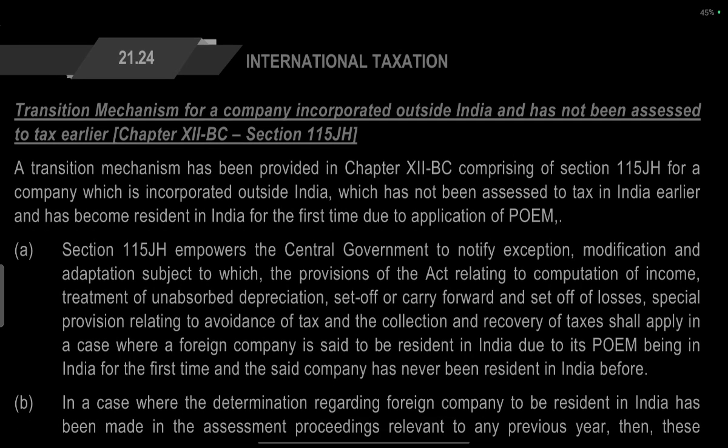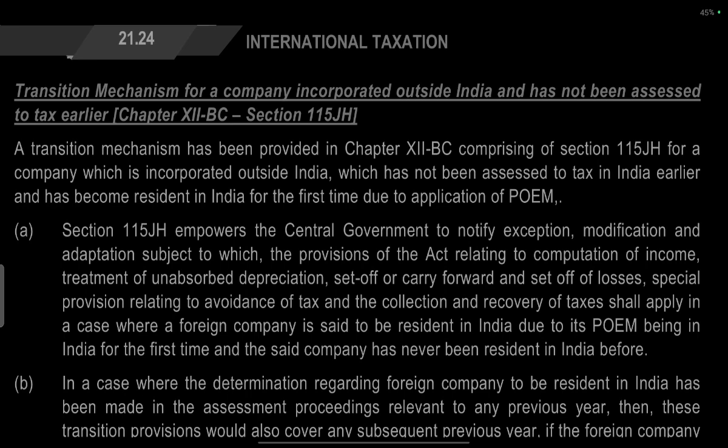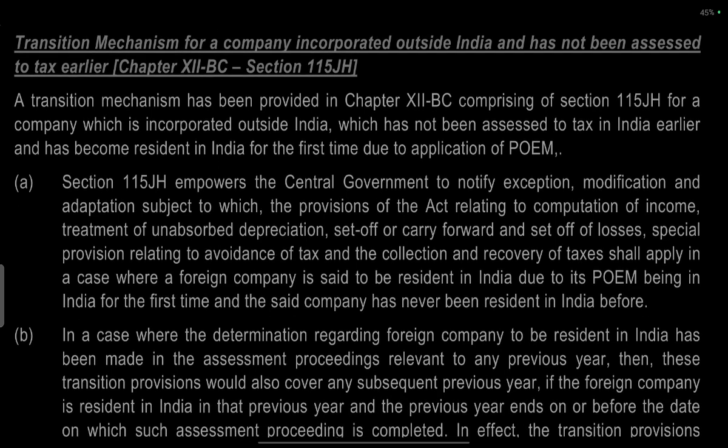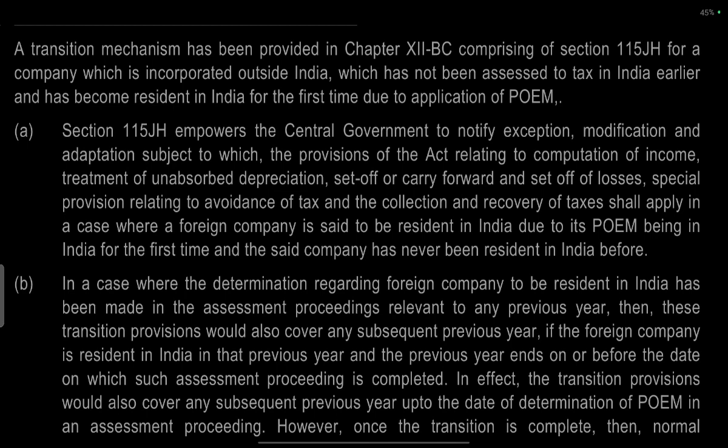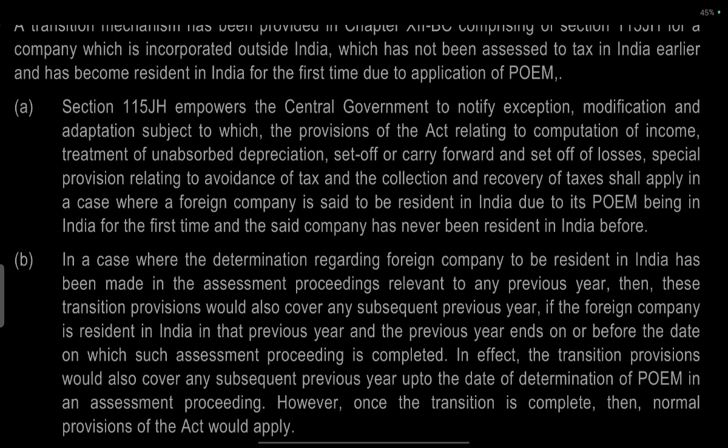The transition mechanism for a company incorporated outside India has not been addressed in the earlier tax chapter or in section 115JB. A transition mechanism has been provided in Chapter XII-BC for a company incorporated outside India which was not assessed to tax in India earlier, and has become resident in India for the first time due to the application of POEM.